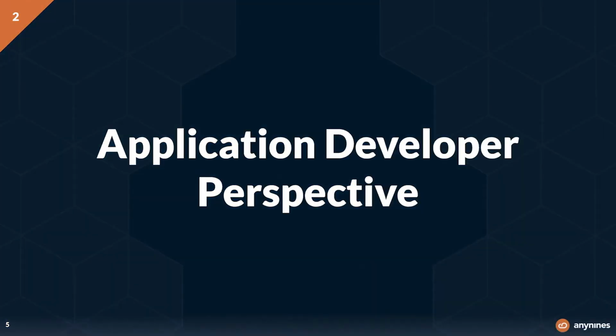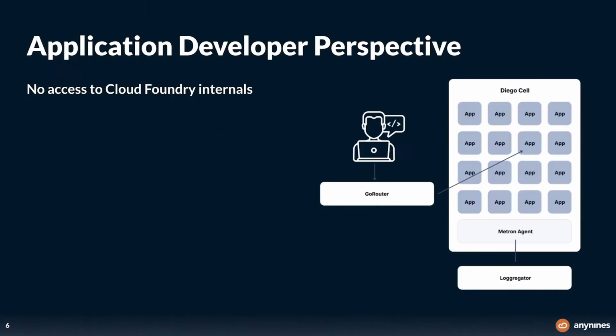The application developer perspective. In Cloud Foundry, applications are running in Garden containers. These Garden containers are distributed over several Diego cells. A Metron agent, which is running in a Diego cell, is not only collecting the logs, it also collects the metrics from each container and sends them to the log aggregator. This is just a simplified representation of how this works inside Cloud Foundry.